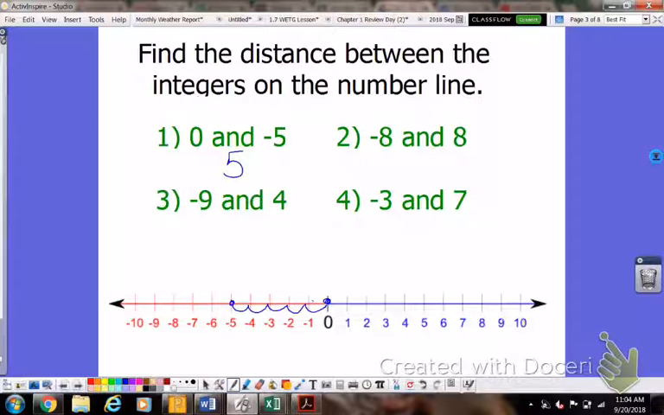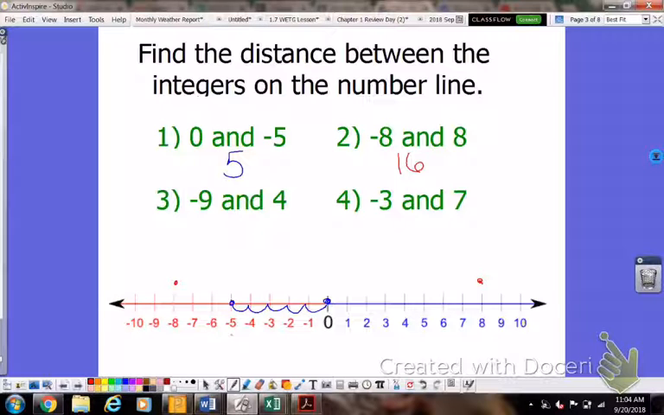So if we look at number 2, the distance from negative 8 to positive 8, using our number line, if we count 1, 2, 3, 4, 5, 6, 7, 8, 9, 10, 11, 12, 13, 14, 15, and 16. Our distance is 16. So we have 8 on the left of our 0, 8 on the right of our 0. We're on opposite sides, so we're really adding our absolute values there. So distance from negative 8 to 8 is 16.